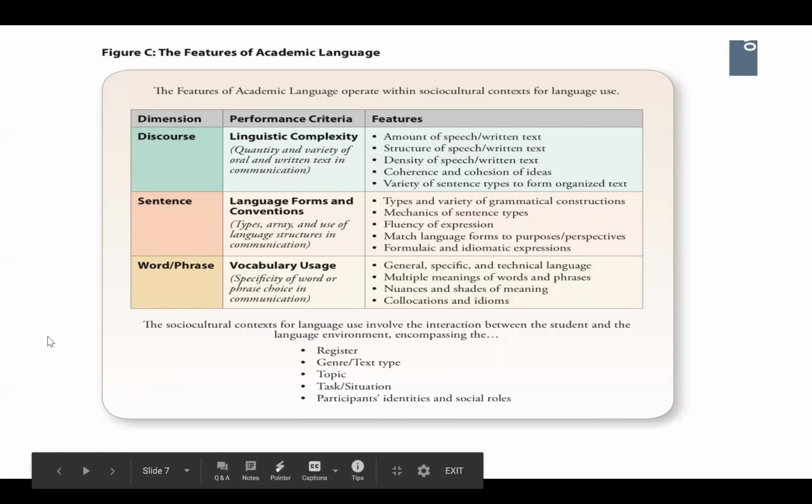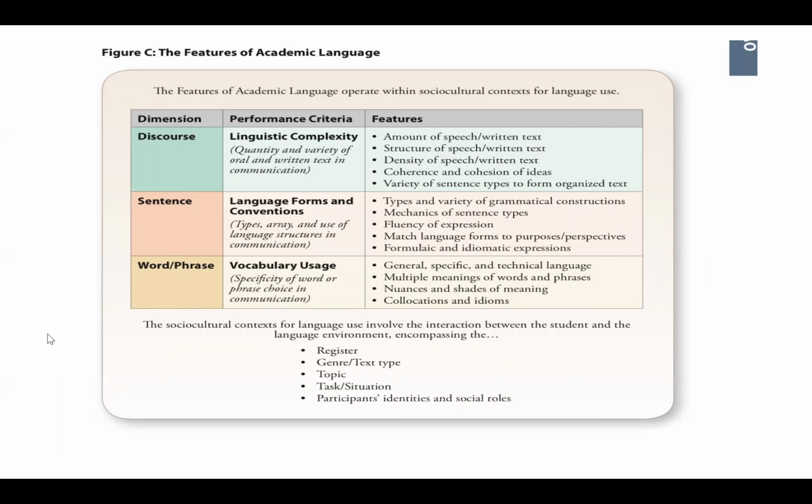In this slide, we have the features of academic language that operate within sociocultural context for language use. It's broken down at the dimension, performance criteria, and features levels. The first level, discourse, sentence, and word phrase, break it down even further. At the word phrase level, we're looking for specific vocabulary usage. In the sentence level, we're looking for language forms and conventions. And at the discourse level, we're looking at linguistic complexity.